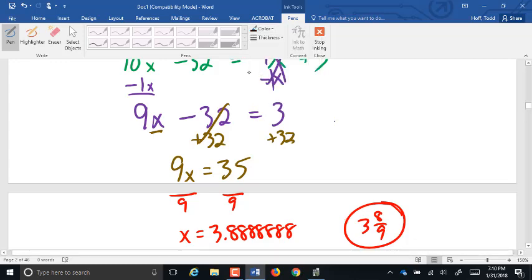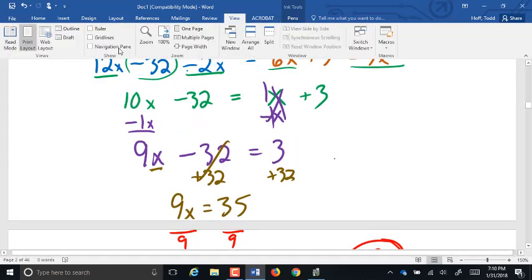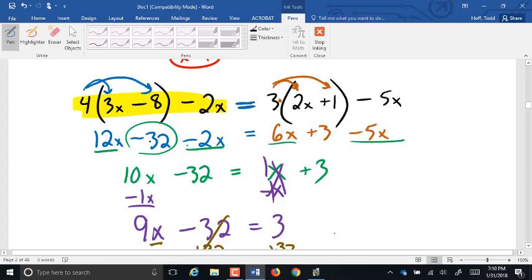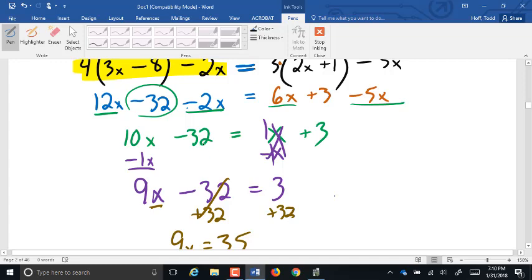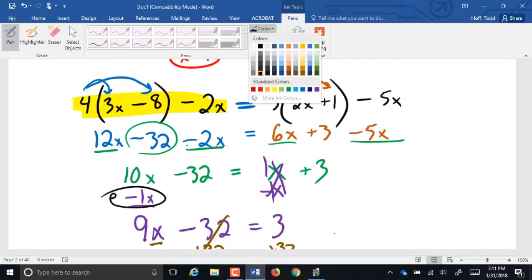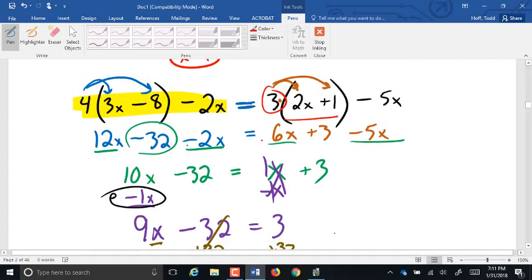Any questions? Do you want to go back to that one, or do you want to try a different one? Okay. That's a positive 9. This over here. Okay. Question. Very good question. Only what's inside the parentheses gets multiplied by the 3. So that negative 5x out there stayed negative 5x.